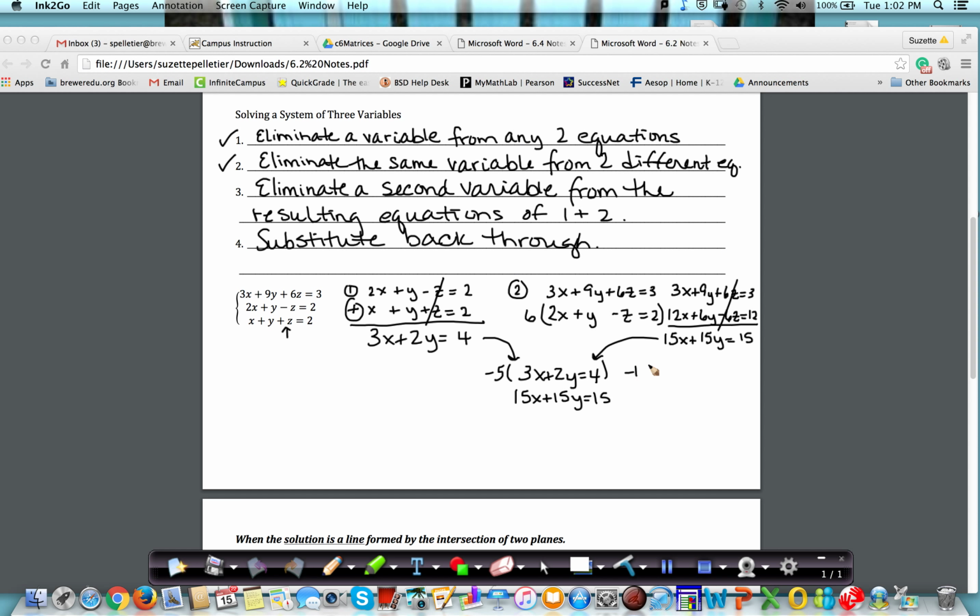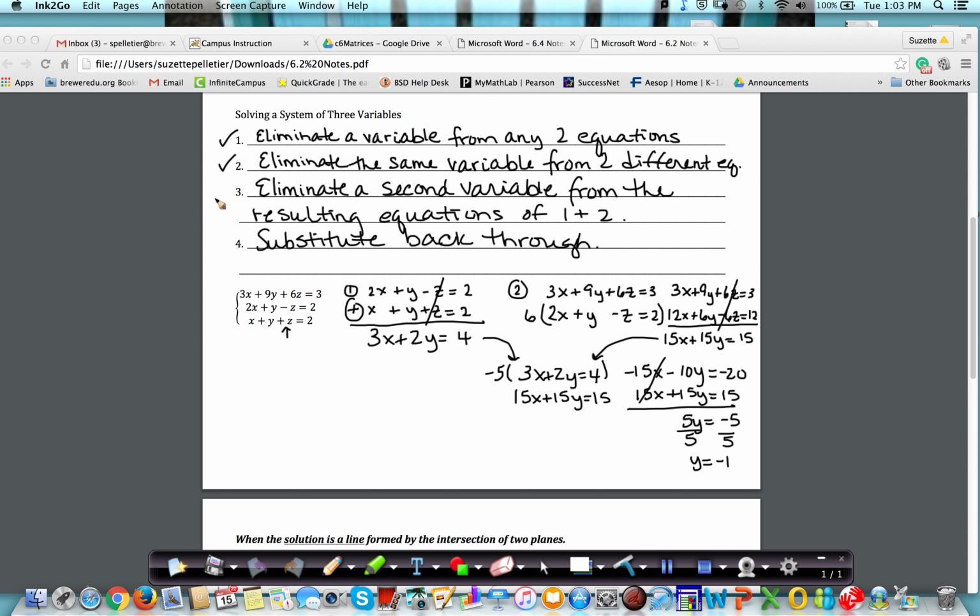So I'm going to get negative 15x minus 10y equals negative 20. The bottom equation is going to stay the same. And when I add them together, these are zero pairs. 15 minus 10 is 5. Negative 20 plus 15 is negative 5. Divide both sides by 5. Y equals negative 1. So now I have one of my three variables, okay?